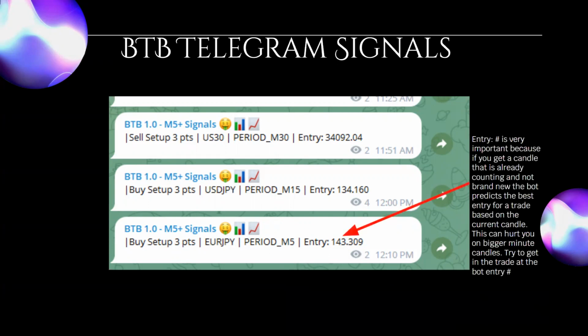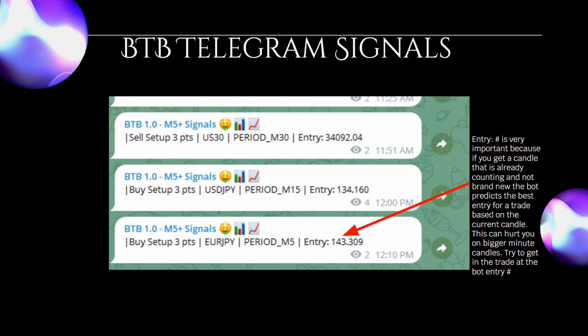Okay, entry is very important. This is something that people don't really look at too much, but the entry number right here where it says entry gives you the number that the market is currently at, or where the best position is on the candle that you're taking the trade. So the entry number is very important, because if you get a candle that is already counting and not brand new, the bot predicts the best entry for a trade based on the current candle. This can hurt you on bigger minute candles. Try to get in the trade at the bot entry number.